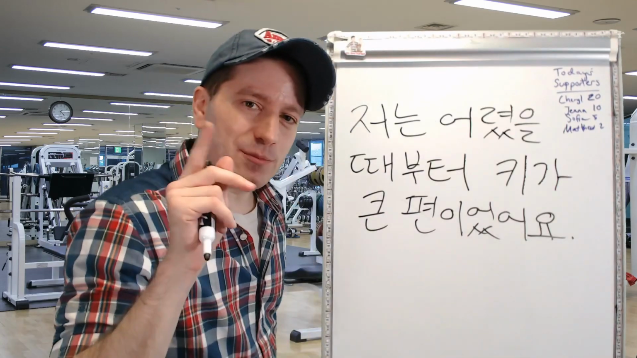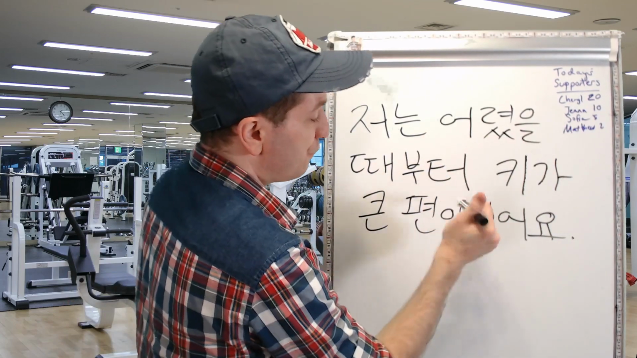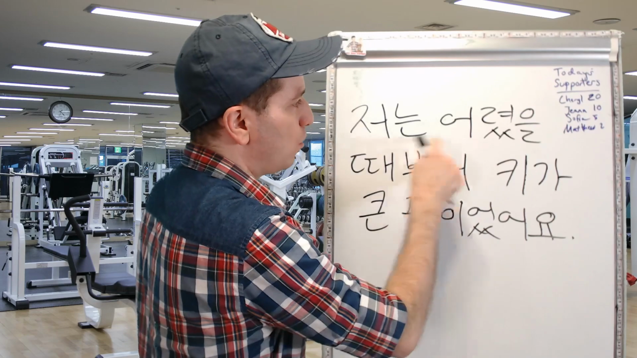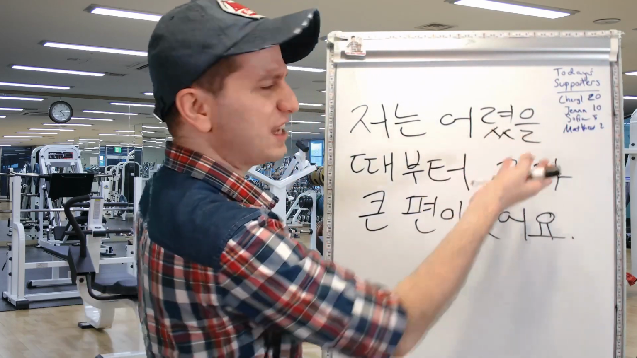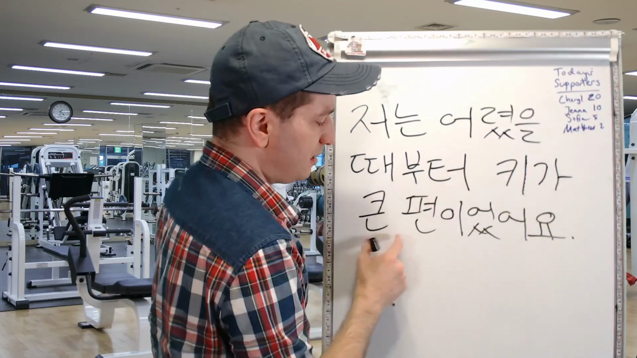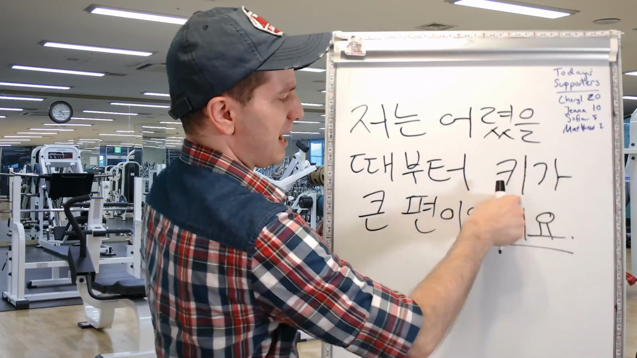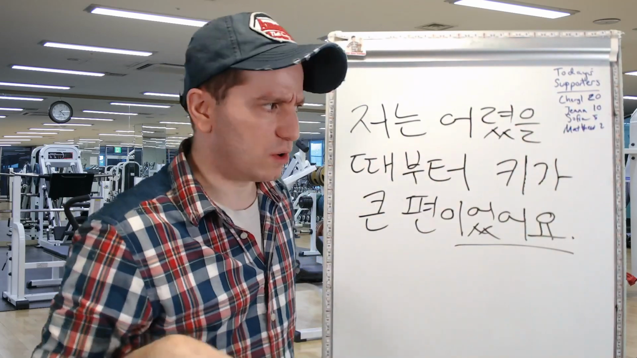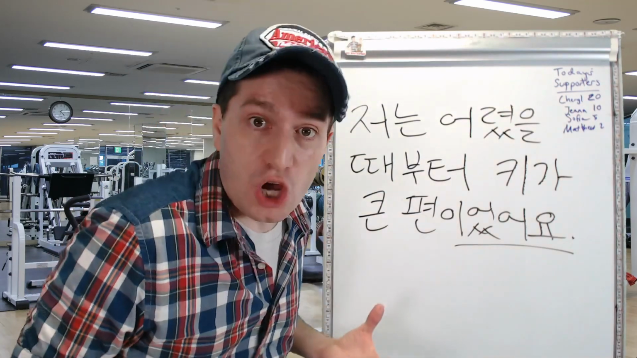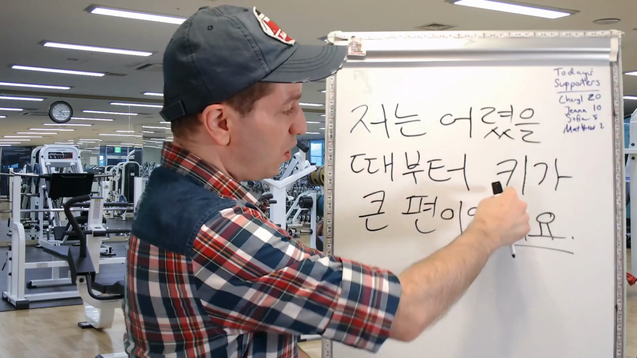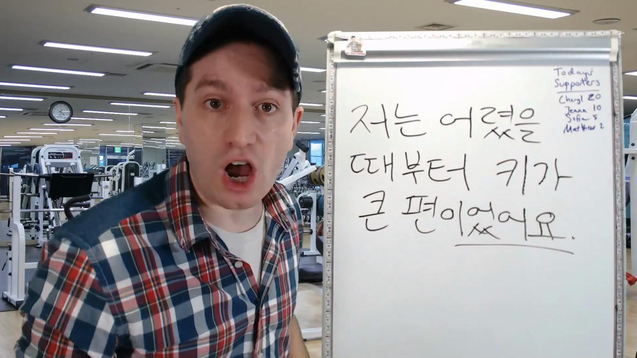So let's do one example of it in past tense. 저는 어렸을 때부터, from when I was young. 어리다 is to be young like a child. So when I was really young, when I was a child, 키가 큰 편이었어요. I was on the tall side since I was young. So since when I was young, I've been on the tall side. 저는 어렸을 때부터 키가 큰 편이었어요. I was on the tall side since I was young.